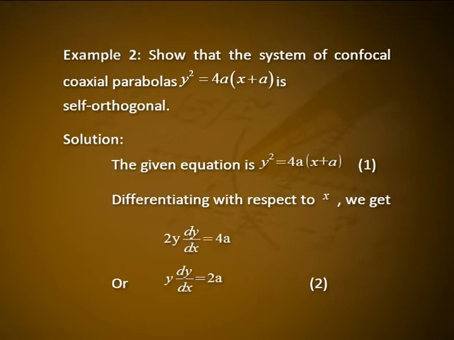Let it be equation number 1. Differentiating with respect to x, we get 2y dy by dx is equal to 4a, or y dy by dx is equal to 2a. Let it be equation number 2. Eliminating a between equation 1 and equation 2, we get y squared is equal to 2y dy by dx into (x plus (1 by 2) y dy by dx), that is, y (dy by dx) whole squared plus 2x dy by dx minus y is equal to 0. Let it be equation number 3, which is the differential equation of the given family.